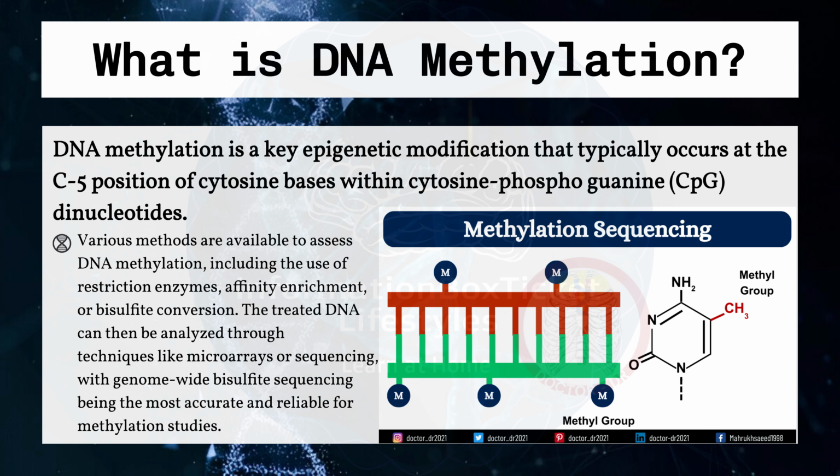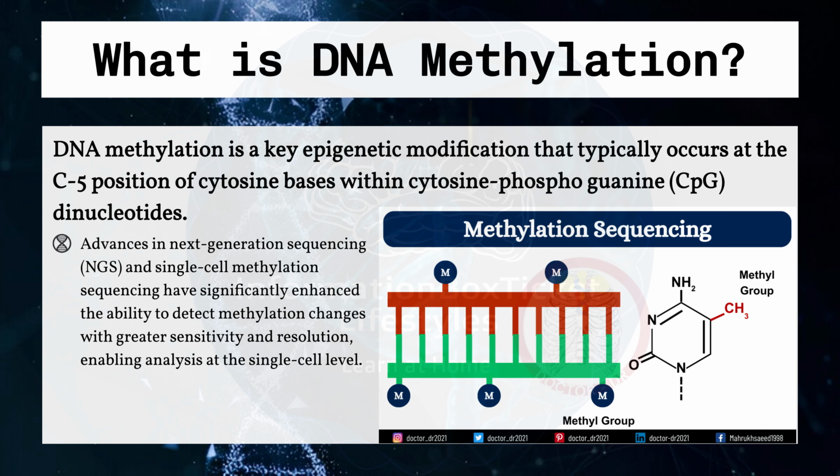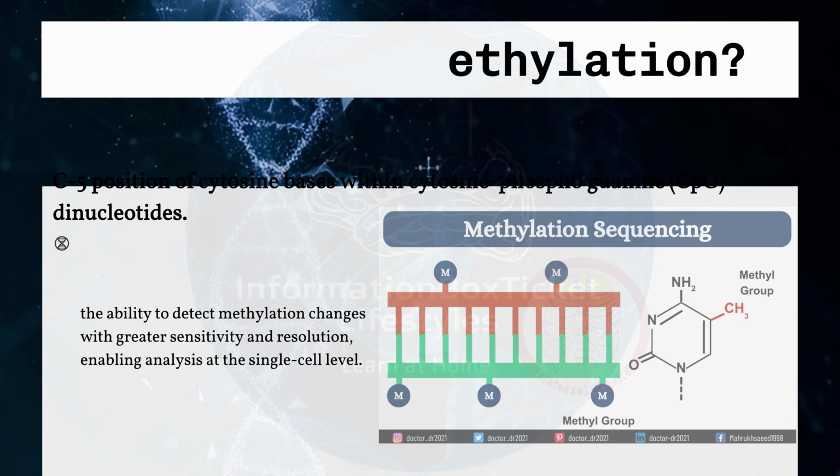Various methods are available to assess DNA methylation, including the use of restriction enzymes, affinity enrichment, or bisulfite conversion. The treated DNA can then be analyzed through techniques like microarrays or sequencing, with genome-wide bisulfite sequencing being the most accurate and reliable for methylation studies. Advances in next-generation sequencing and single-cell methylation sequencing have significantly enhanced the ability to detect methylation changes with greater sensitivity and resolution, enabling analysis at the single-cell level.